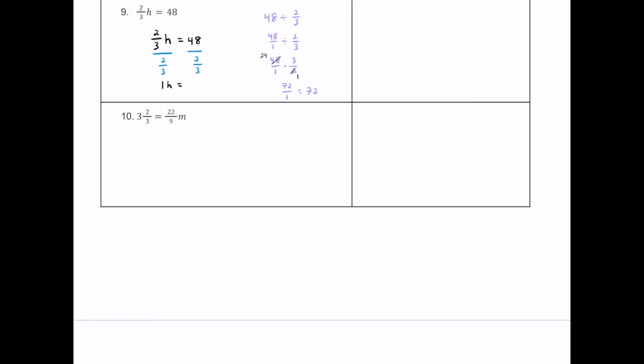So we know that 1h is equal to 72 now. So we know h, we can conclude, is equal to 72. That should be our answer.